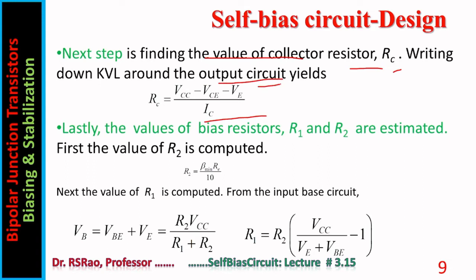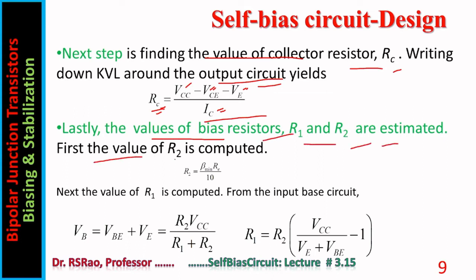Write down KVL. From that KVL, RC can be found as (VCC minus VCE minus VE) by IC. VCC is available. VCE is part of the operating point, which is given, which is known. VE we already know, it is 0.1. IC is also known because it is part of the operating point. So RC is known. Lastly, the values of bias resistors R1 and R2 are estimated.